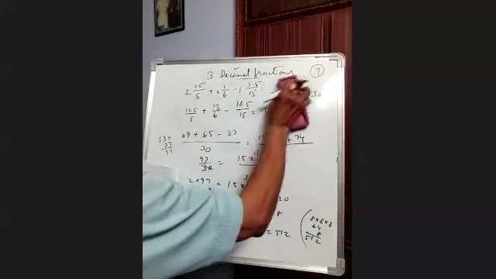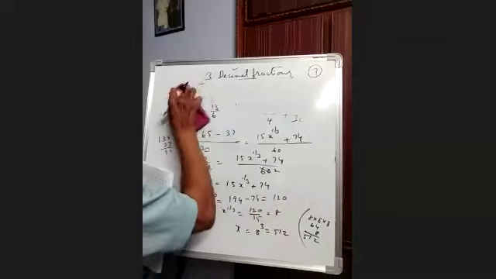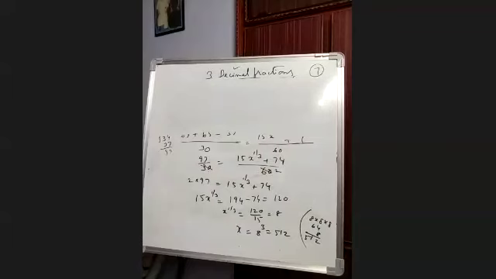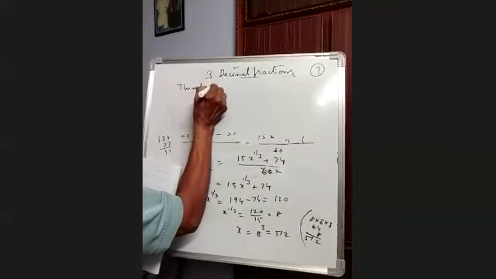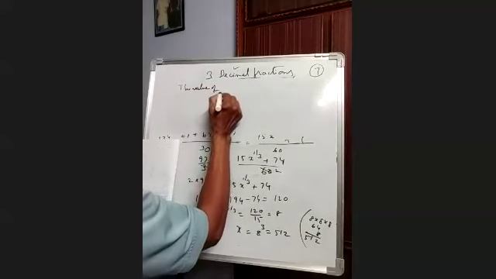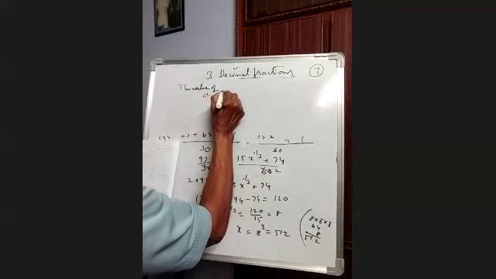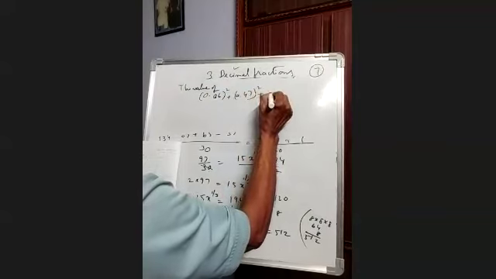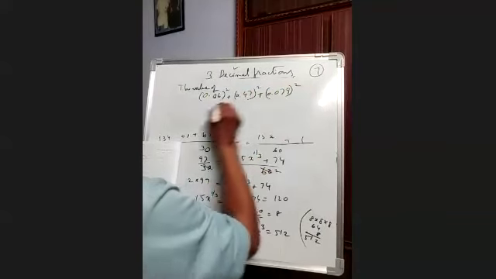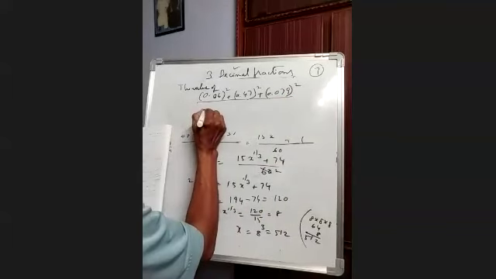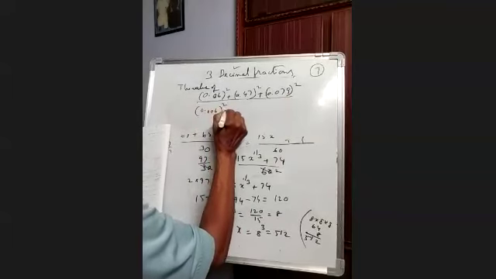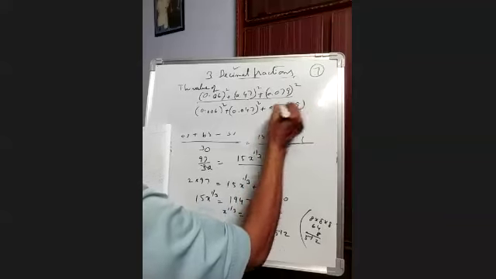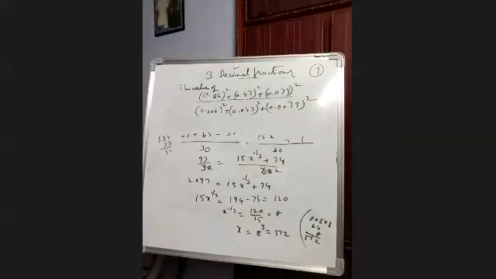Next question. The value of 0.06 whole square plus 0.47 whole square plus 0.079 whole square by 0.006 whole square plus 0.047 whole square plus 0.0079 whole square. That is the question. Find out the value.